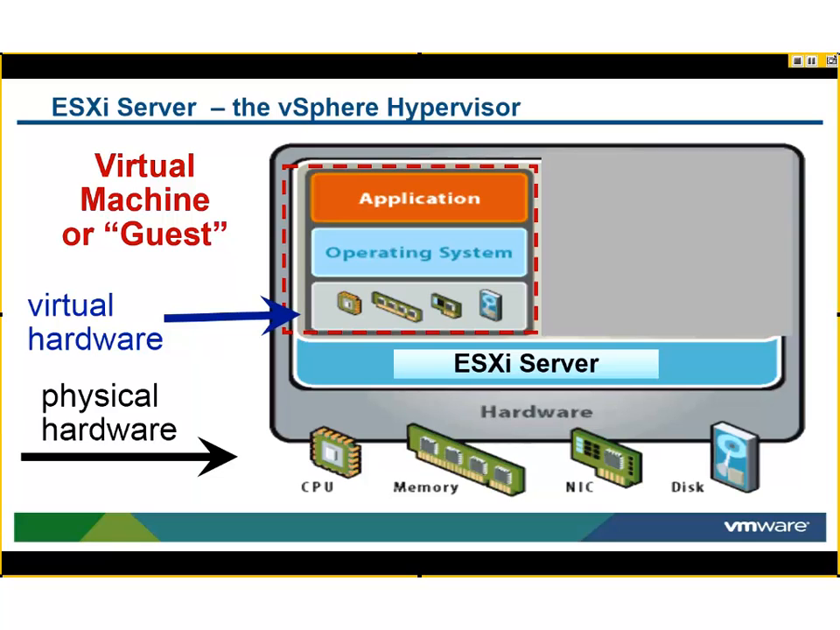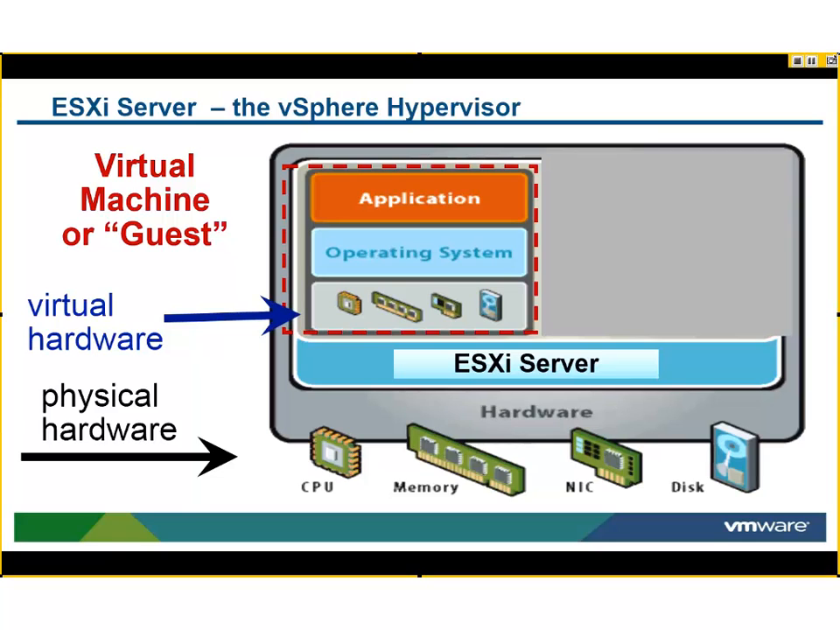Well, what ESXi Server does is it creates this virtual hardware, but the virtual hardware is really just a pathway for this operating system to access the physical hardware. So, for example, the operating system through ESXi accesses the CPUs. It accesses the RAM, it accesses the networking, it accesses the physical storage.